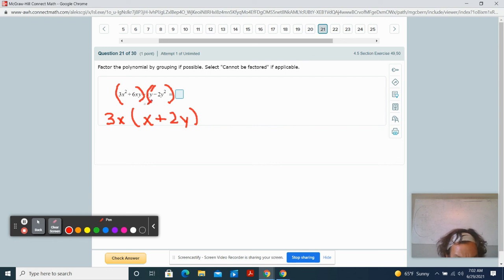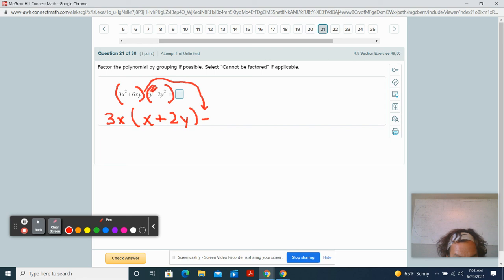Okay, 3, and I'm just checking using the distributive property in my head here. 3x times x is 3x squared. That checks. 3x times 2y is 6xy. Okay, now be careful. There's a minus right here. That means that this is going to be a minus. Okay, there's a minus right there. I kind of covered over. There's an xy, and there's a minus 2y squared.